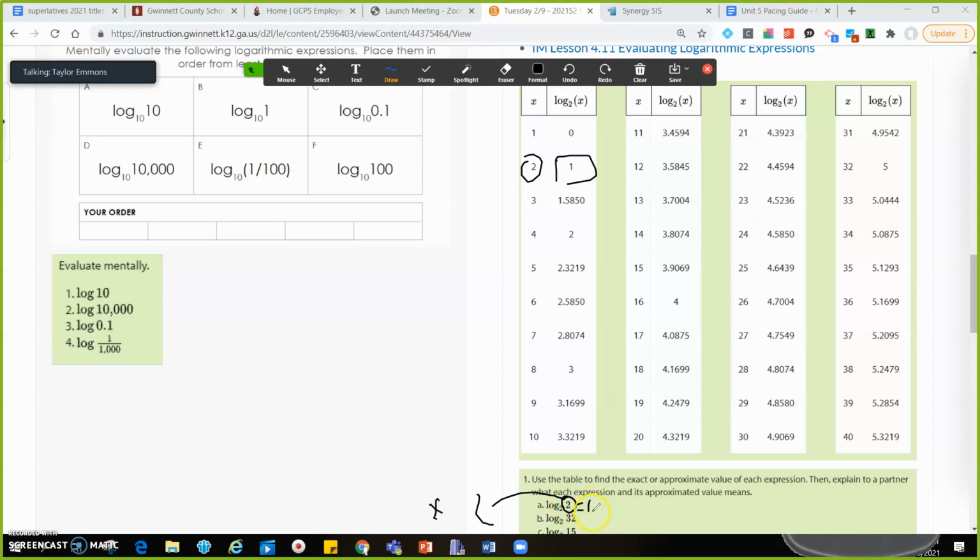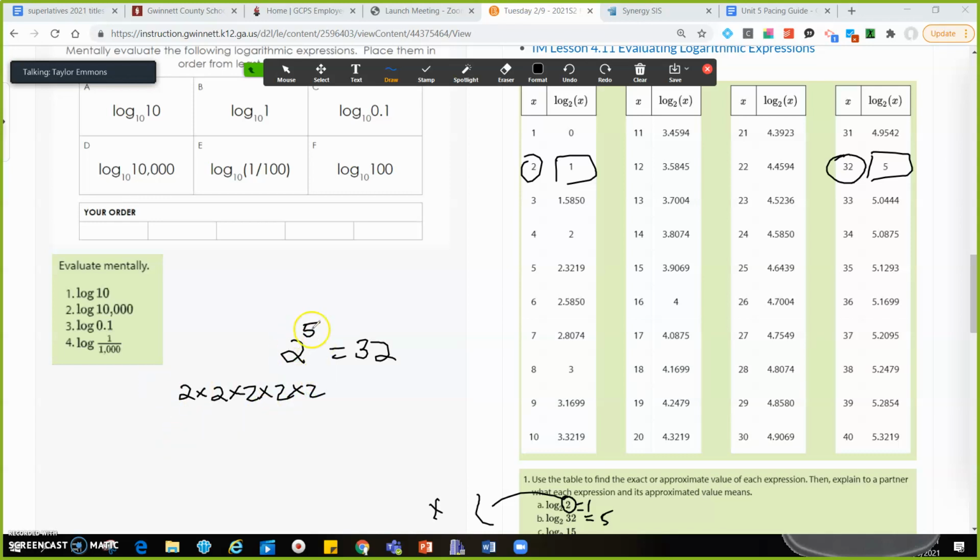It says 32. Log of base 2 of 32. So we're going over here. We look at 32. What is it? 5. Okay? And this seems right because we know that 2 to the 5th power equals 32. Remember, 2 to the 5th power is the same thing as saying 2 times 2 times 2 times 2 times 2. But nobody wants to say that many 2's, so we say 2 to the 5th power.